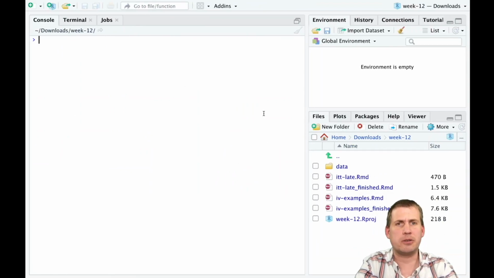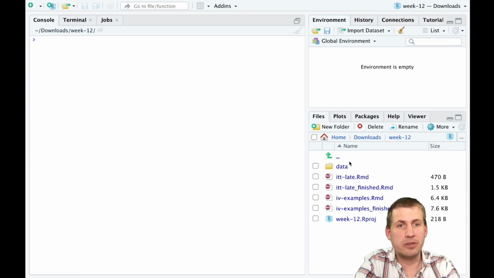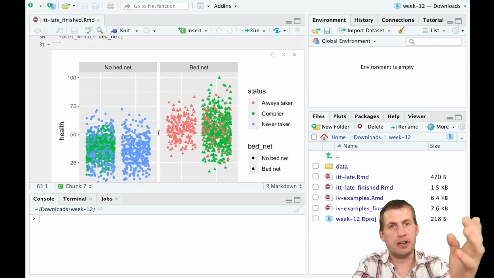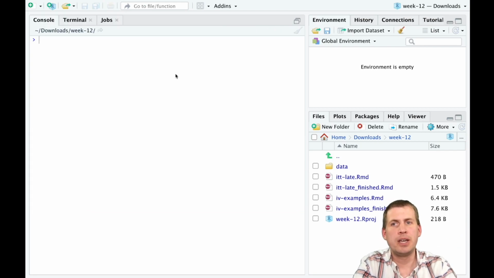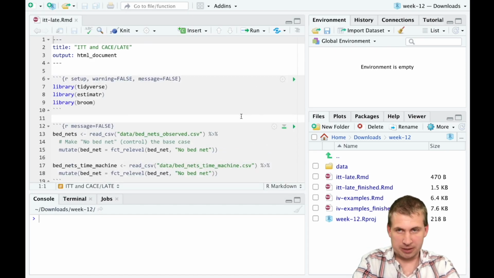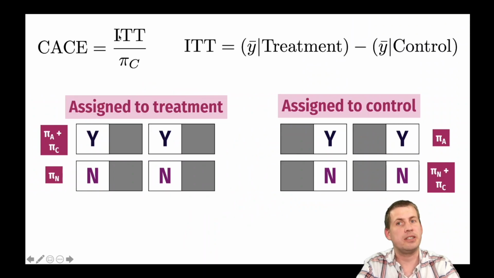And so if you download the course materials for today from the website, or click on the link on the course website to open up the RStudio Cloud project, it should open up a similar RStudio window, but in your browser. You'll notice there are two markdown files here, one called ITT late finished that has all of the finished code in it. All of this code also is on the course website in the annotated example there, so you can also refer to it there. We're going to open up the ITT late empty one, or the original one that doesn't really have much in it. And we'll walk through the code that's here and show you how we can find the intent to treat effect and how we can find this proportion of compliers in the population.